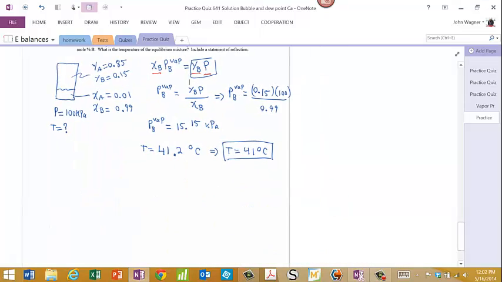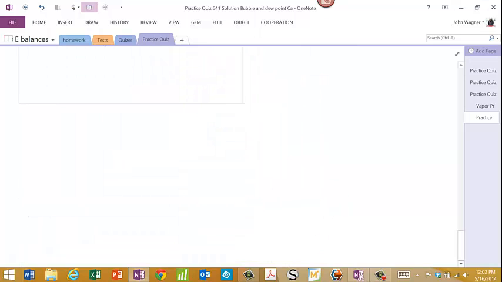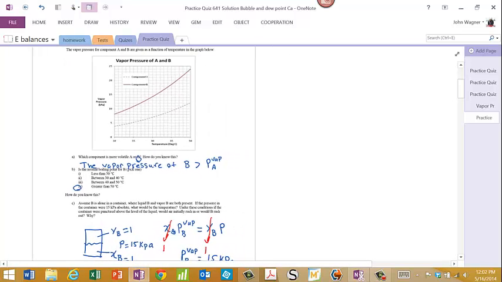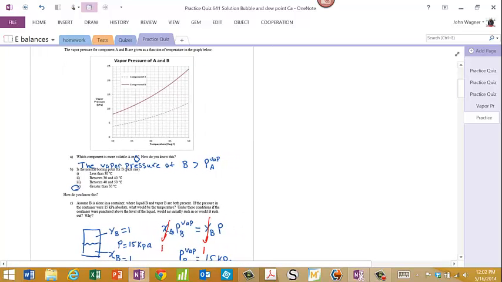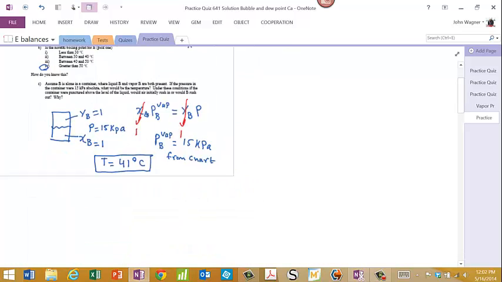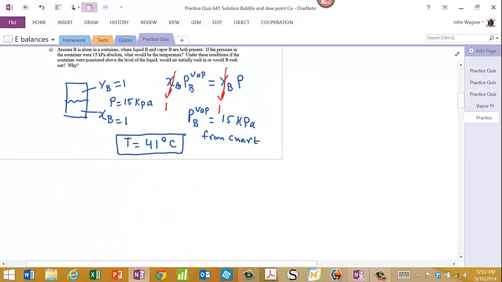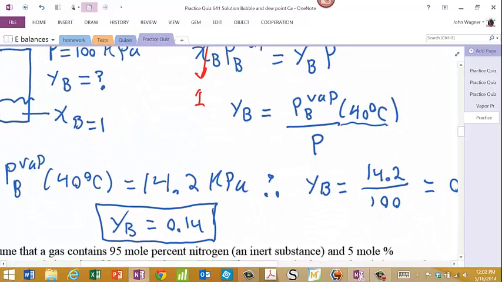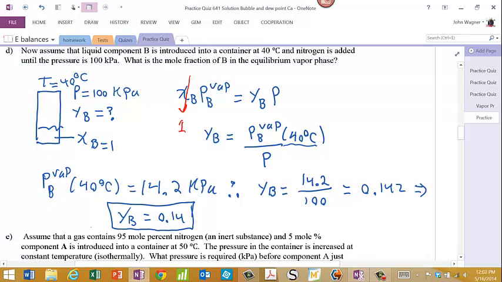So, we've come to the end of this practice quiz, where we have explored using Raoult's law on a mixture of A and B under different conditions. And again, one of the big factors in solving these problems is setting up a simple drawing of the system, identifying the knowns and the unknowns, and simplifying the equation.